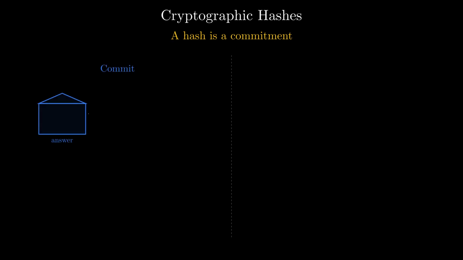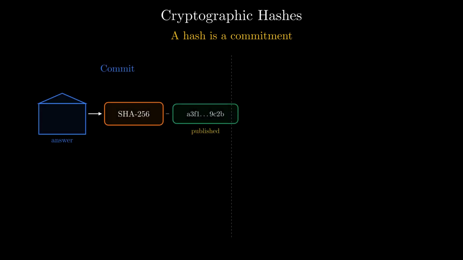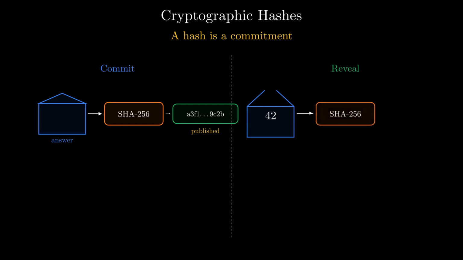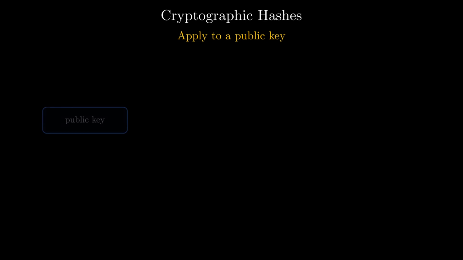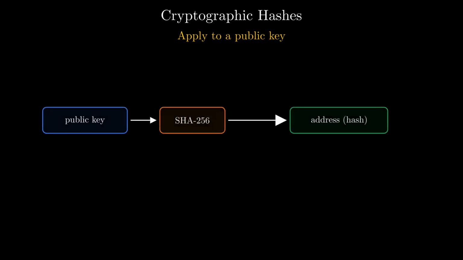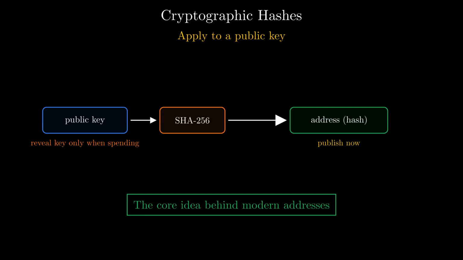Imagine writing an answer, hashing it, and publishing just the hash. Later, you reveal the answer. Anyone reruns the hash and confirms it matches. You commit it without disclosing. Apply this to a public key. Publish the hash now. Reveal the full key only when spending. That's the core idea behind modern addresses.